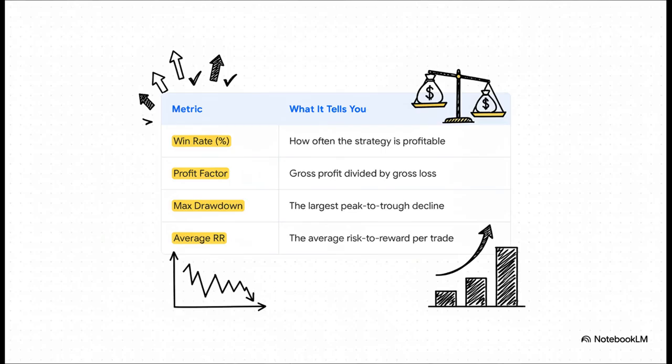Your win rate tells you how often you're right. Simple enough. But that's not the whole story. The profit factor tells you if your winners are actually big enough to pay for your losers. Max drawdown? Man, this one is so important for your own psychology. It shows you the absolute worst losing streak you would have had to stomach. And finally, average risk to reward. This one shows if you're making more on your wins than you're losing on your losses, which, let's face it, is the only way to succeed long term.